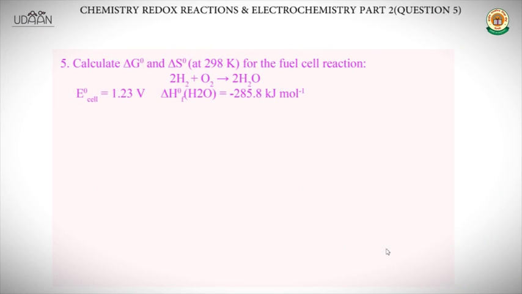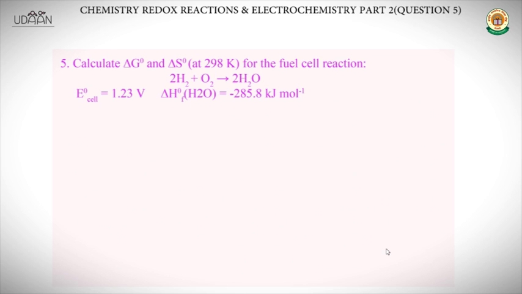In this question we have to calculate the Gibbs free energy and delta S for a particular cell reaction, using some basic concepts in thermodynamics which we studied earlier. The question states that we have to calculate delta G0 and delta S0 at 298 Kelvin for the given fuel cell reaction, 2H2 plus O2 gives 2H2O. The E naught of the cell is given, and the delta Hf naught for H2O is also given in the question itself. So Tushar, please take us through this question.